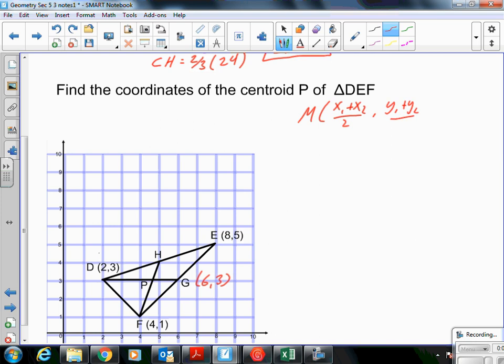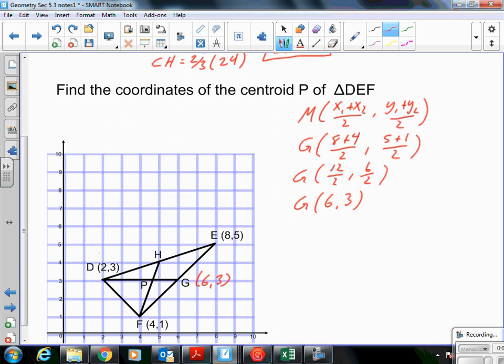Y1 plus Y2 divided by 2. So for G, we're calculating it up. It's going to be 8 plus 4 divided by 2, and 5 plus 1 divided by 2. 12 over 2, 6 over 2, or 6, 3, just like we read it off the graph. Right? So if you can't read right off the graph exactly what the point is, then you use the midpoint formula to find that point, because we know it's got to be a midpoint if that's a median and that's a centroid.